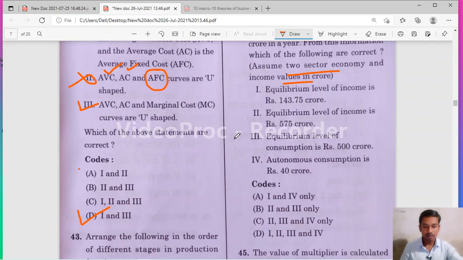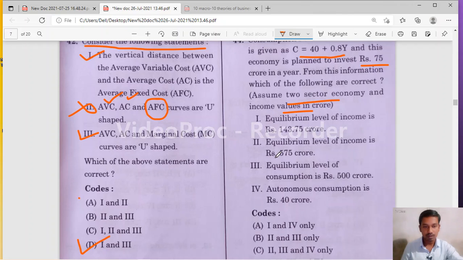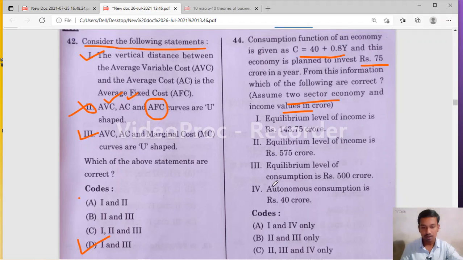First one, equilibrium level of income is 143.75 crore. Second one, equilibrium level of income is 575 crore. Third one, equilibrium level of consumption is 500 crore. Fourth one, autonomous consumption is 40 crore. Yes, this question I have solved. The right answer will be option B. Yes, option B, 2 and 3 are correct here.